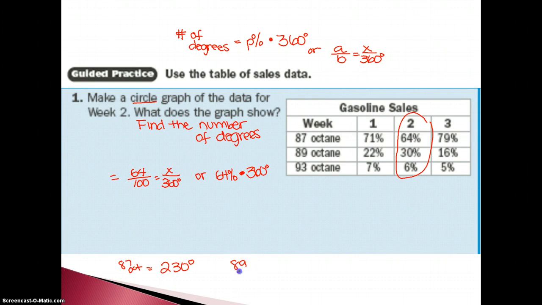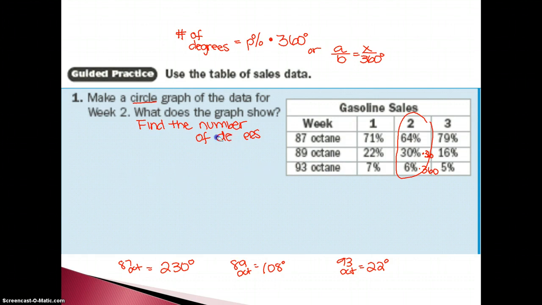To find the 89 octane, we're going to take 30% times 360. So change it to a decimal. We have 108 degrees. 93 octane, 6% times 360 degrees, which is, I'm going to round it, it was 21.6, 22 degrees. Let's just double check that those add up to 360, which they do. Especially when you round, you want to make sure they add up to 360.